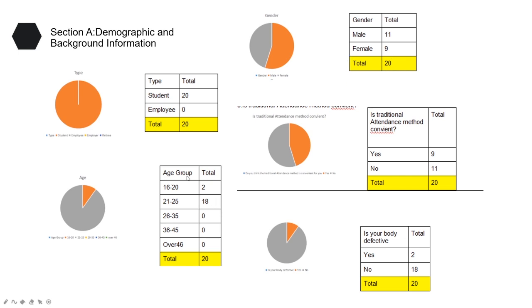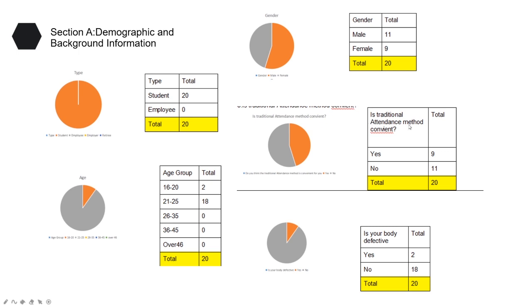For the age, 21 years old until 25 years old is the biggest group. There are 18 in this group, and the other two persons belong to the 16 years old until the 20 years old.